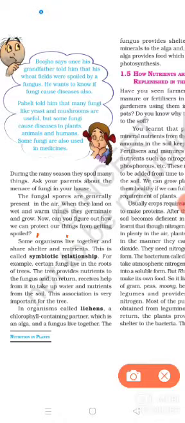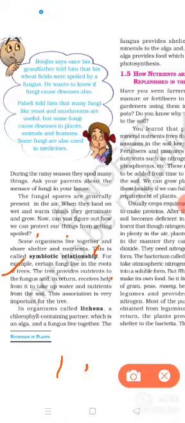For example, certain fungi live in the roots of the trees. The trees provide nutrients to the fungus, and in return the tree receives help from it to take up water and nutrients from the soil. So dear friends, certain fungi live in the roots of the tree. The tree provides the nutrients and in return receives help from the fungus to take up the water and other nutrients from the soil.